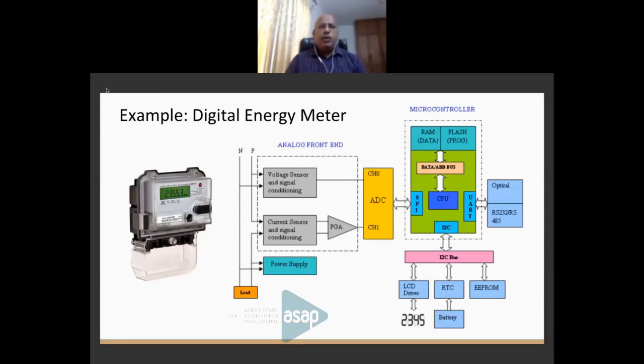But I wanted to introduce you to one example called the digital energy meter.